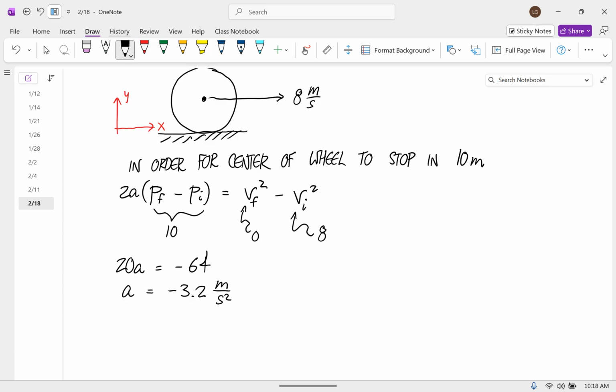That makes sense because the velocity is positive, the acceleration needed to slow it down is negative. Perfect. That's always worth thinking about. Yeah. So those have to be opposite signs so that it slows down.